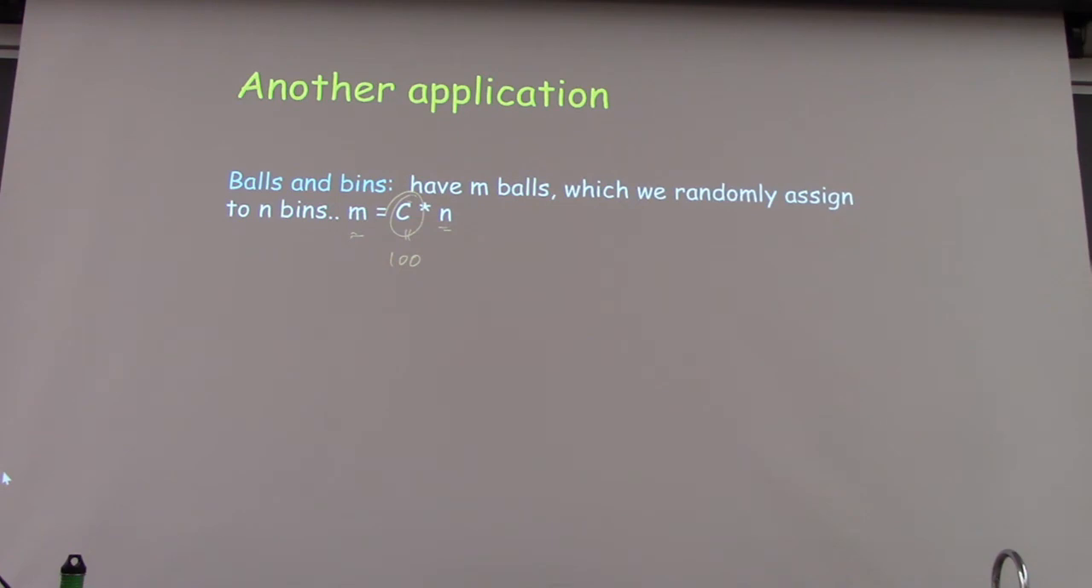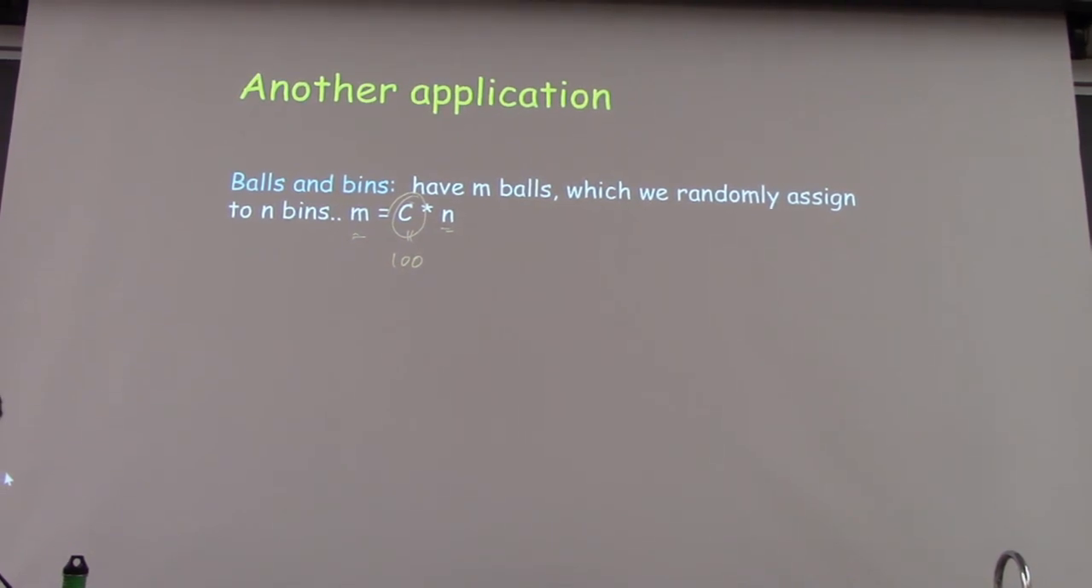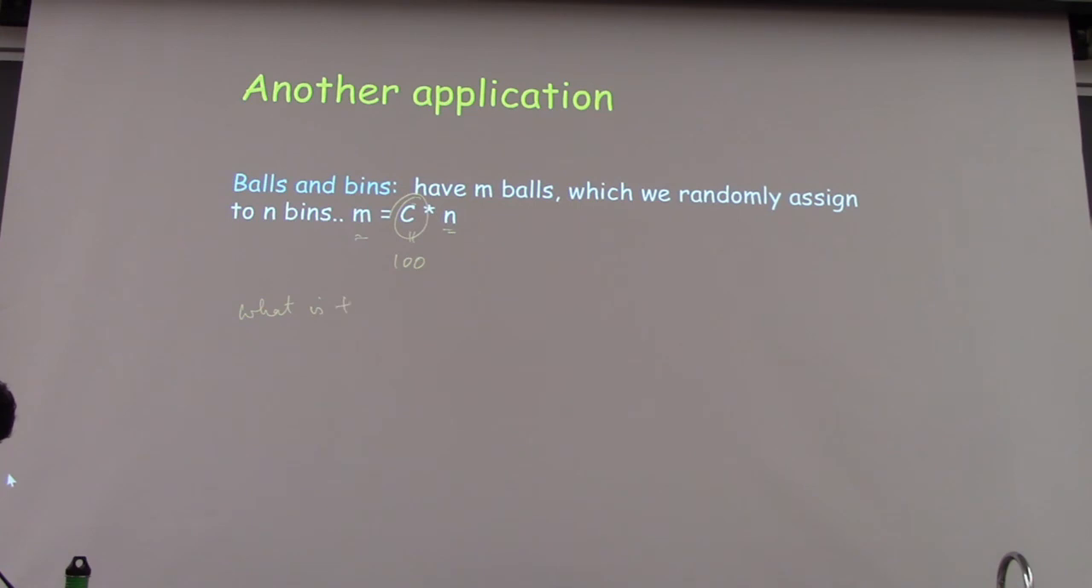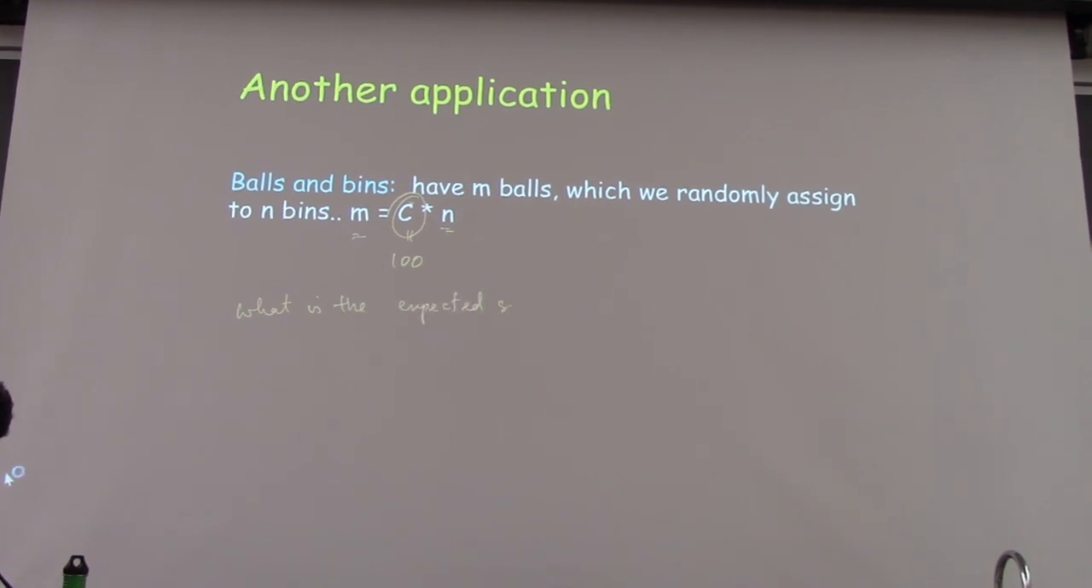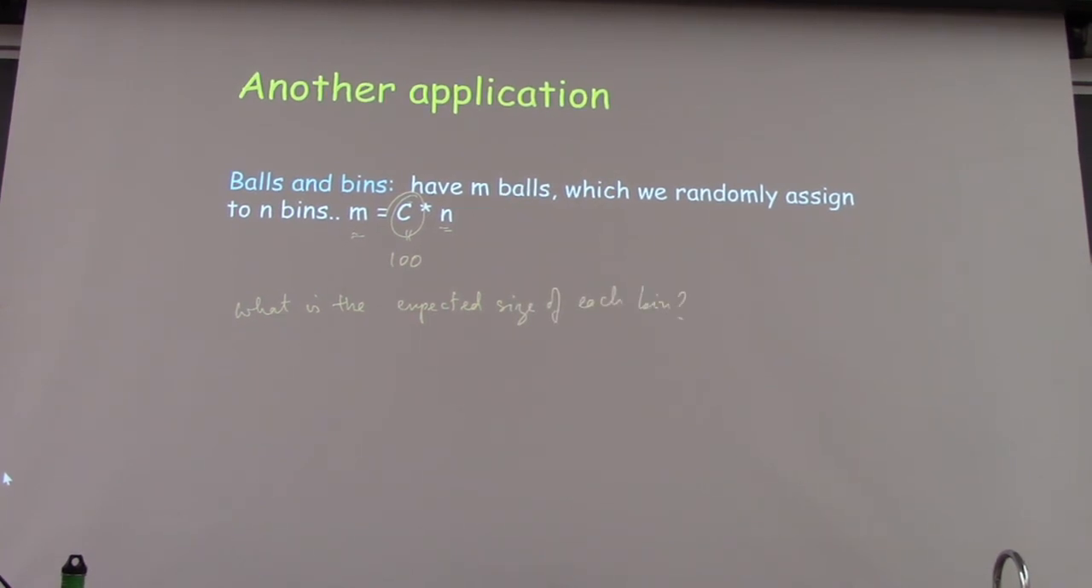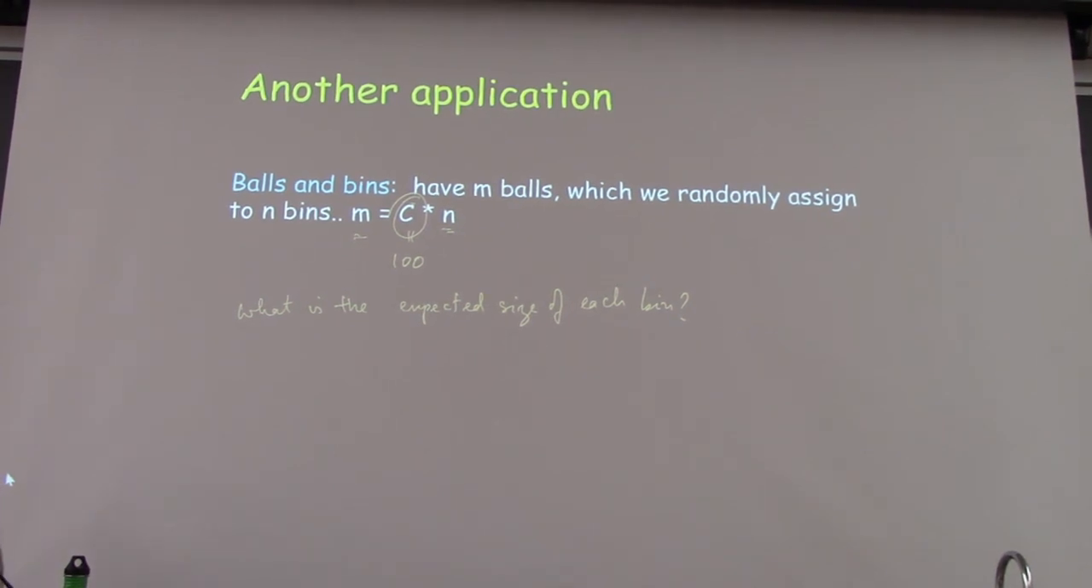So what are we asking? So the question is, firstly, what is the expected size of each bin? It's actually c, because you have c times n balls. Yeah. So this is c. So the expected size is c.